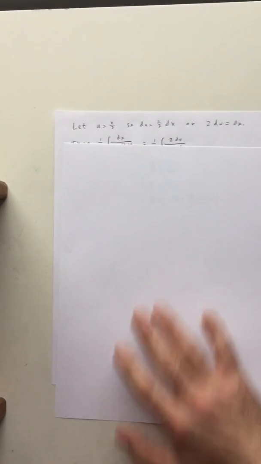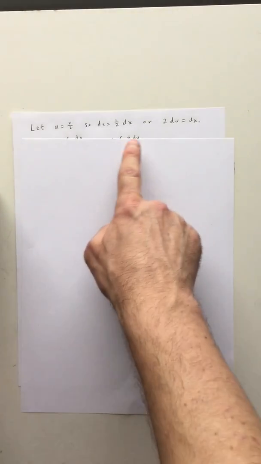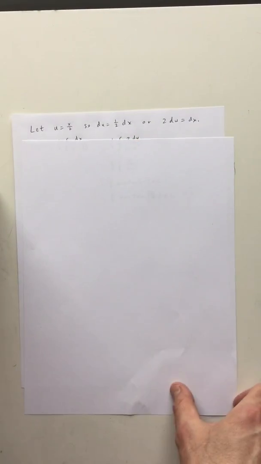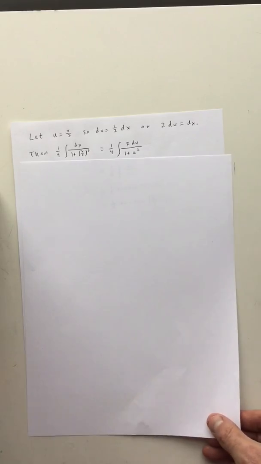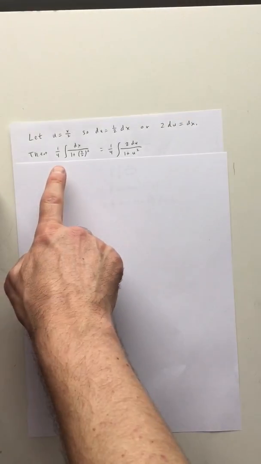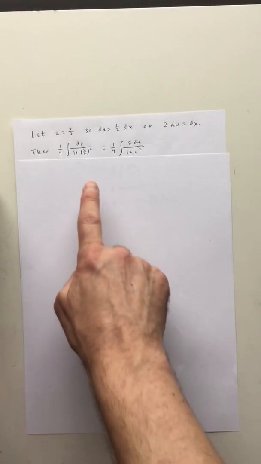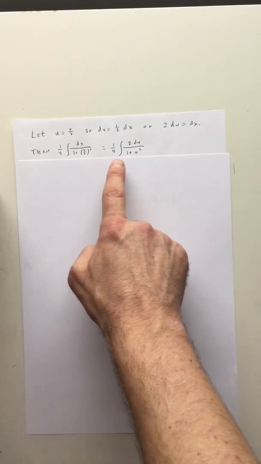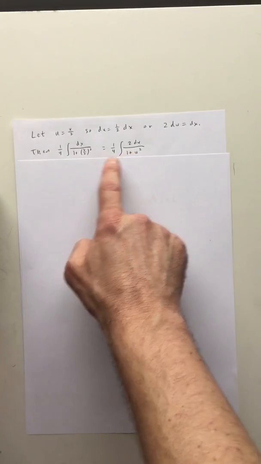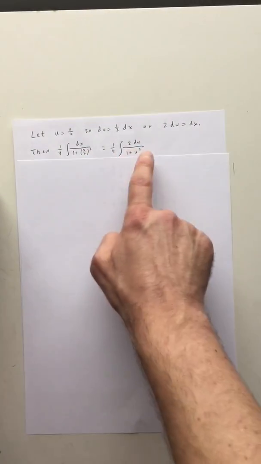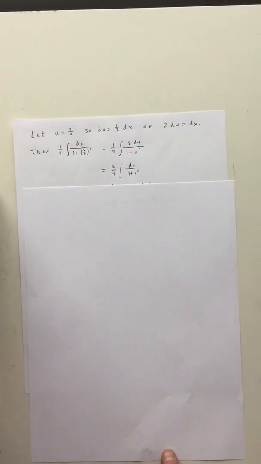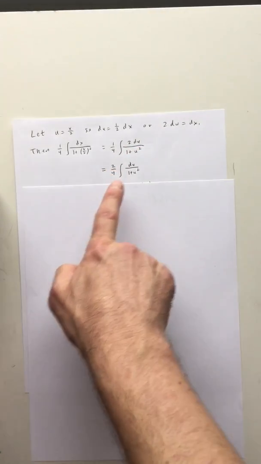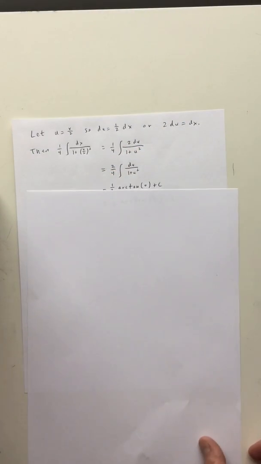Okay, and so if I let u equal x over 2, then du is 1/2 dx, or 2 du is equal to dx. So if I substitute those in, my integral, which was in this last form from the previous page, 1/4 integral of dx over 1 plus x over 2 squared, becomes 1/4, right? The dx is 2 du, so I get 2 du over 1 plus u squared. If I pull that 2 out, I get 2/4 integral of du over 1 plus u squared.